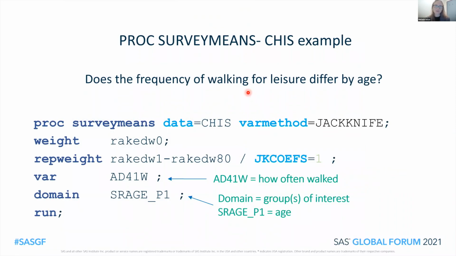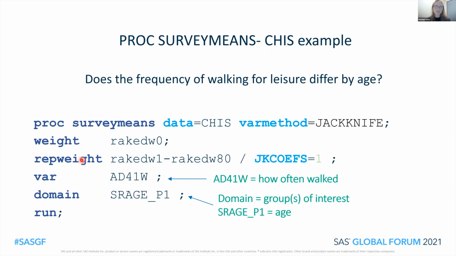Okay, so that was the PROC SURVEYFREQ procedure. Now we'll move on to PROC SURVEYMEANS, and we'll use the CHIS example. And we'll ask the question, does the frequency of walking for leisure differ by age? And so here we have our PROC SURVEYMEANS statement. We specify our data set and the variance method. And again, we have our weight and our rep weight statement.